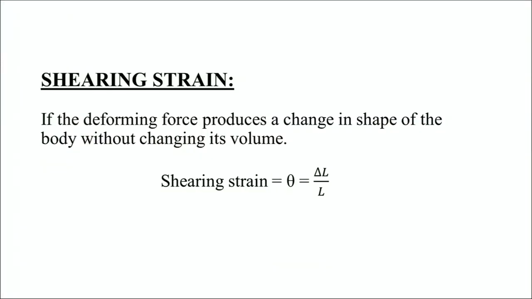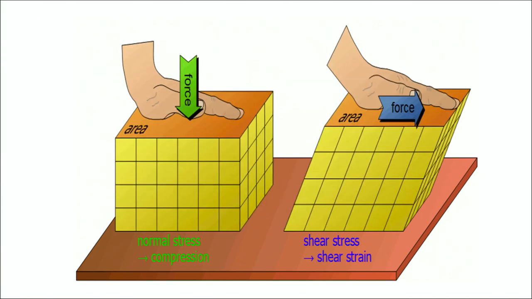And the last type of strain is the shearing strain. We need to remember that shearing means the force which acts tangentially over the surface of a body. If the deforming force produces a change in the shape of the body without changing its volume, it will give you a shearing strain. As you can see, in the very next slide, we have a live example for normal stress in terms of compression and shear stress in terms of shearing strain. In the very next portion, the force is applied tangentially over the surface of a cube. When this happens, the length is slightly slanted to the other end. This will give a shear strain.